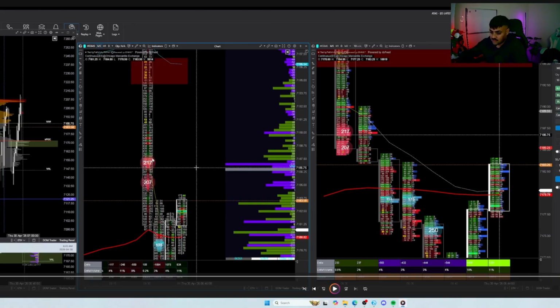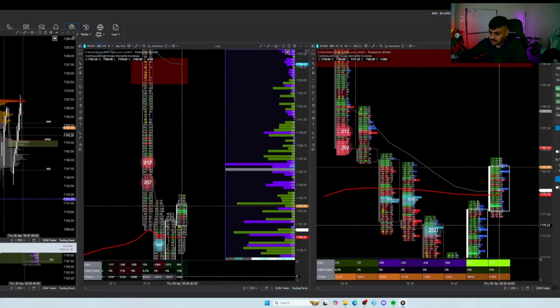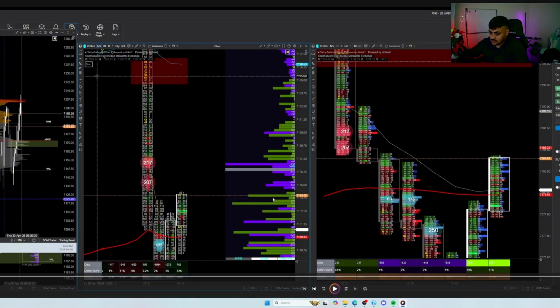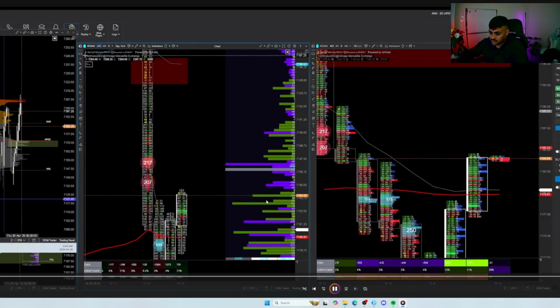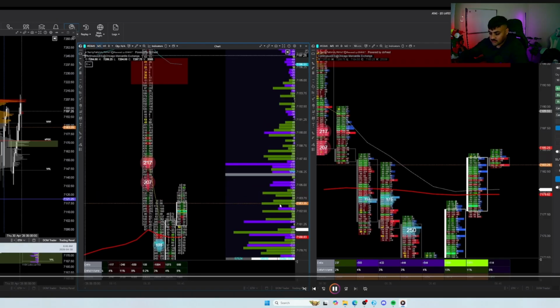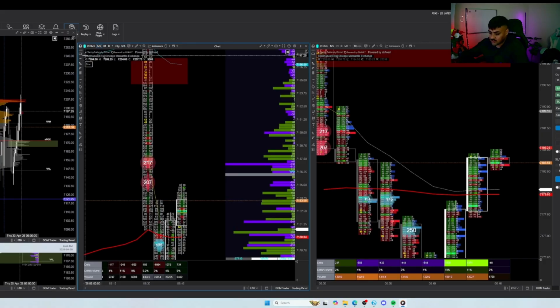So I don't take it. This could have been a beautiful trade as well. Look at this, minus 338 delta at this price level. A lot of buying coming in. You could see the positive delta building up. But I'm being patient. This is not my setup, so I'm not gonna take it.